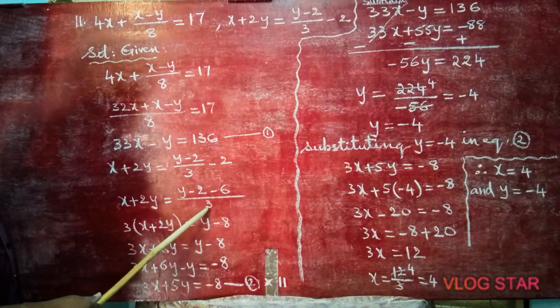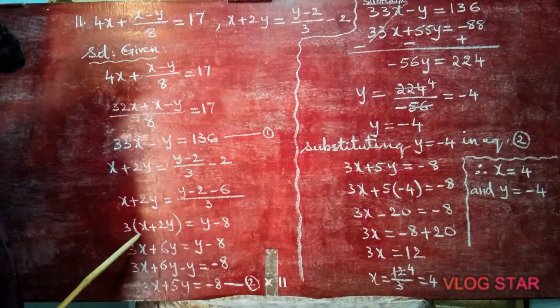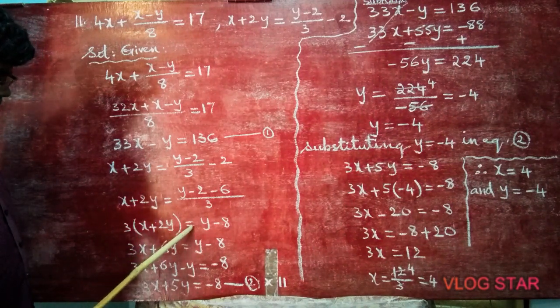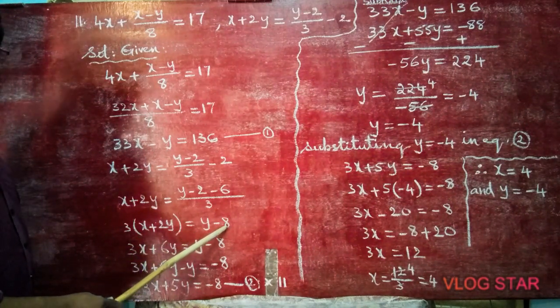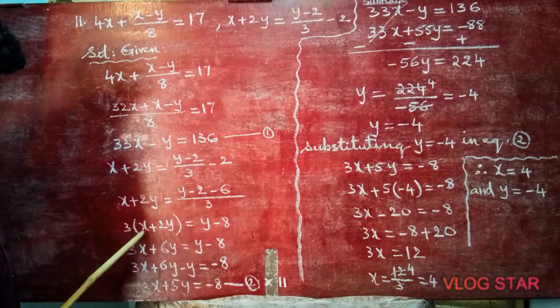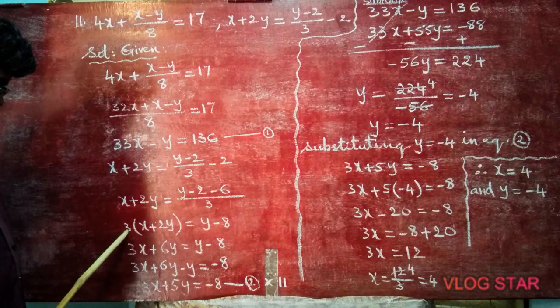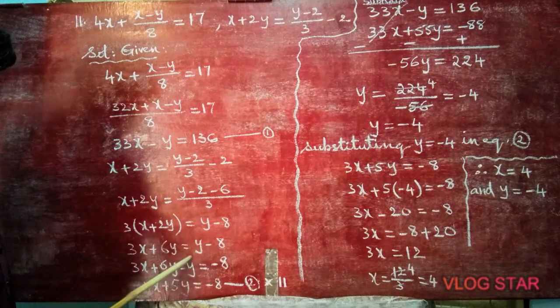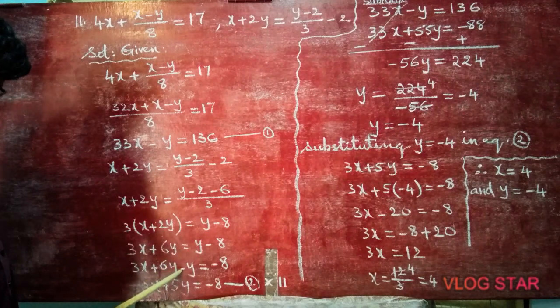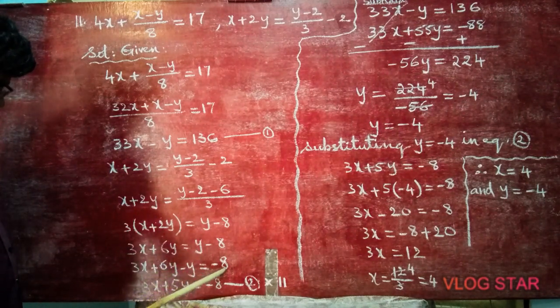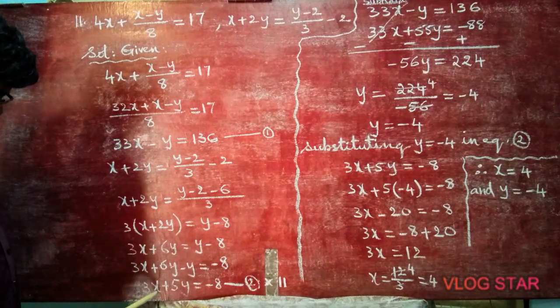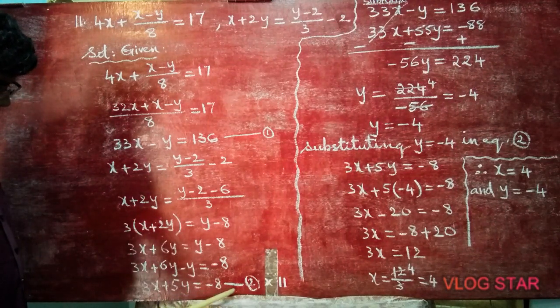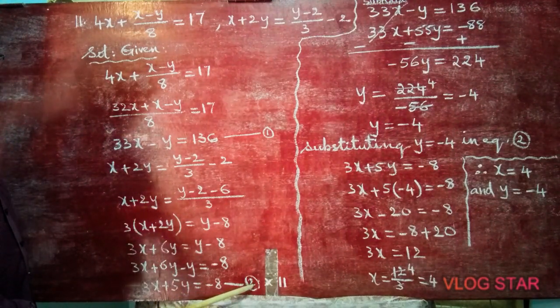So now do cross multiplication. 3 into (x plus 2y) is equal to y minus 8. 3 table everyone. 3 into x, 3x plus 3 2s are 6, 6y is equal to y minus 8. Bring variables to one side. 3x plus 6y, plus y comes this side, minus y, is equal to minus 8. Now simplify. 3x plus 6y minus y is 5y is equal to minus 8. This is equation number 2.